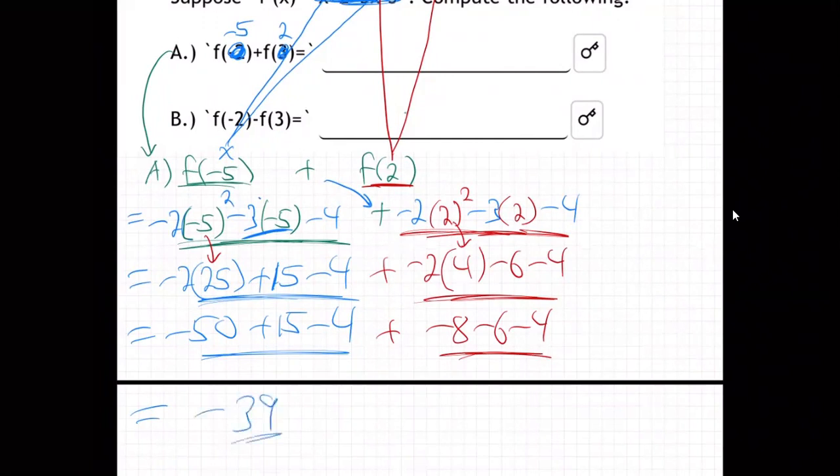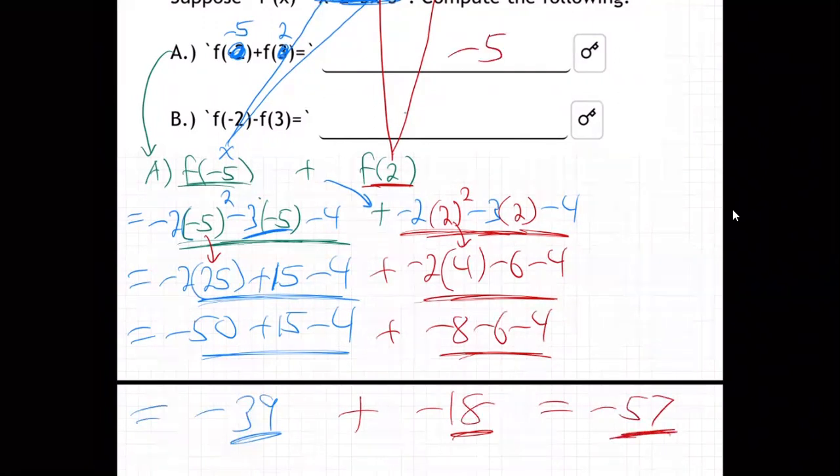-39, I think. And this part is -18. And so combine those together, it's -57. Yeah, -57. There's the answer to the first part, -57. So that's part A. And then I'm going to do the same thing for part B, but it's going to be a little harder because I got to subtract.